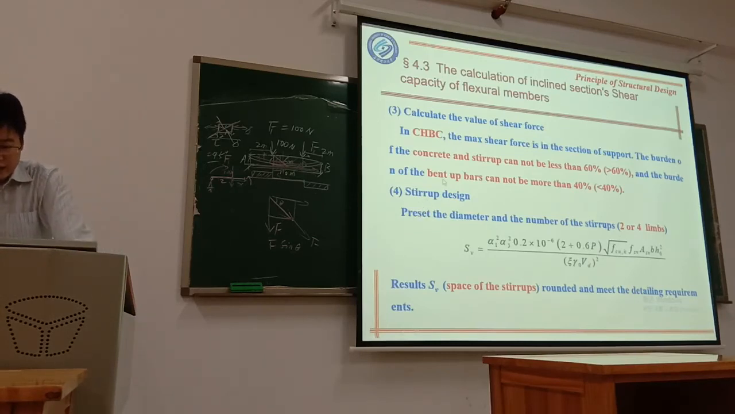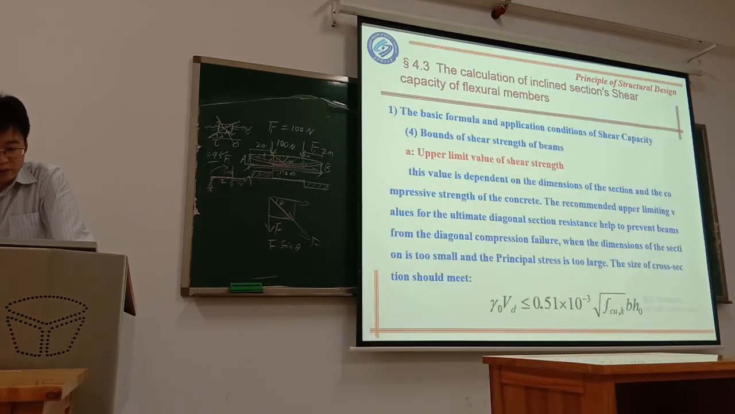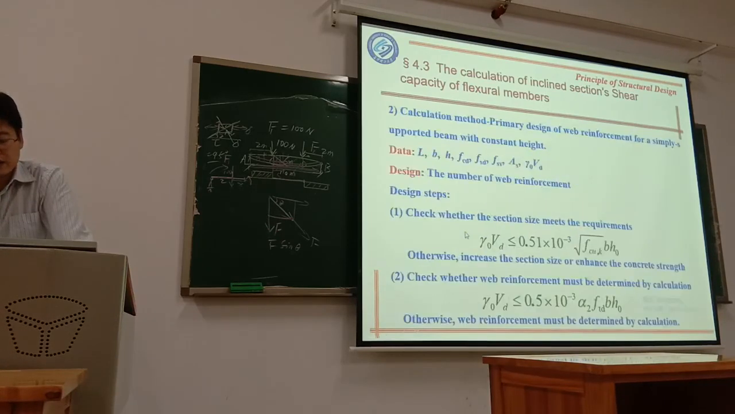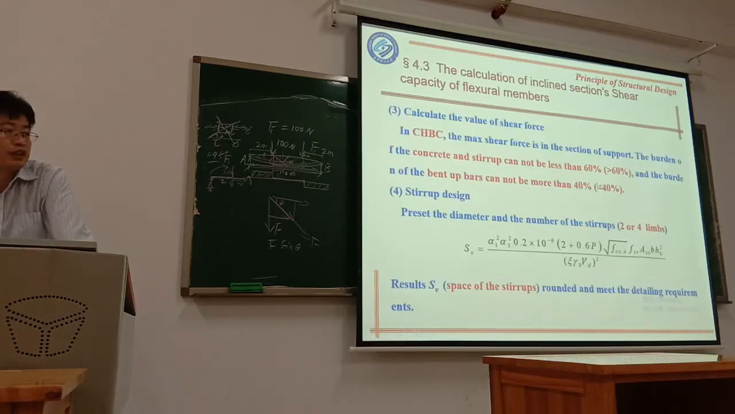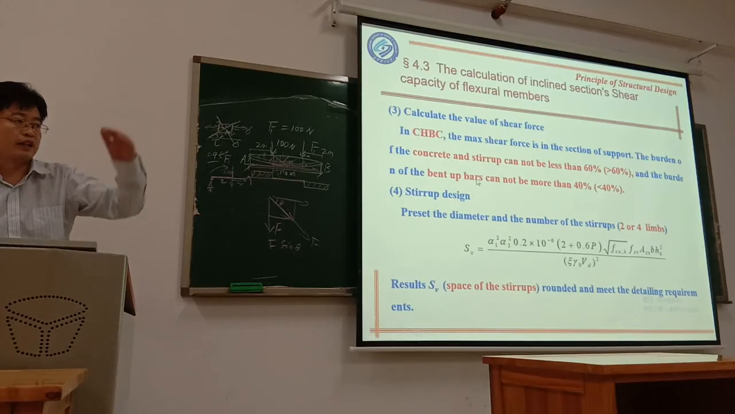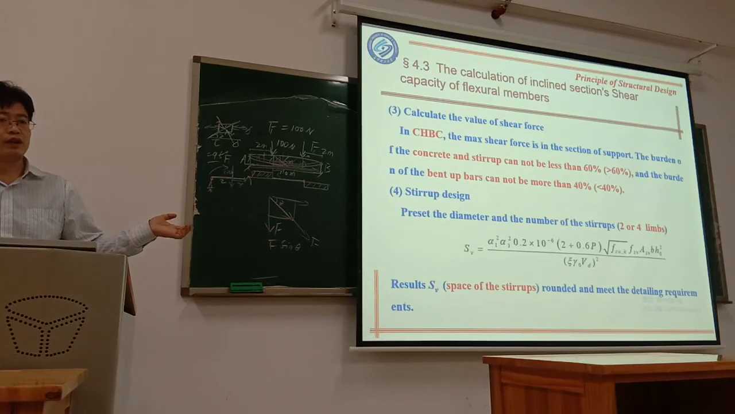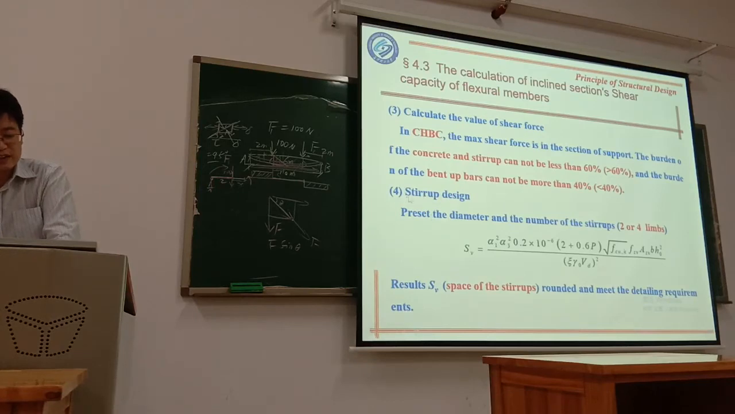So now this third step is calculating the exact value. Because once you got this value, VU, then you can go to this 60% and 40%: 60% for the concrete and the stirrups, and 40% for this bent-up bar. Then you can get the exact value for the different reinforcements, stirrups and bent-up bars. Then the fourth step, we design the stirrups.